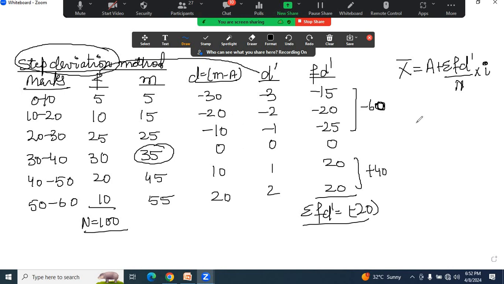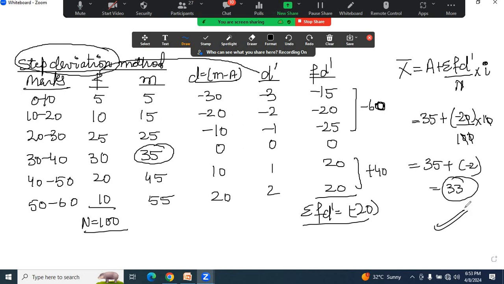10. Very good. 10. Good answer. So A is 35. Now you all can simplify putting the values, plus it will be minus 20 upon 100 into 10. 0 0 cut, 0 0 cut. It is again 35 plus minus 2. Answer is 33. So average remains the same in all the cases by using different methods.